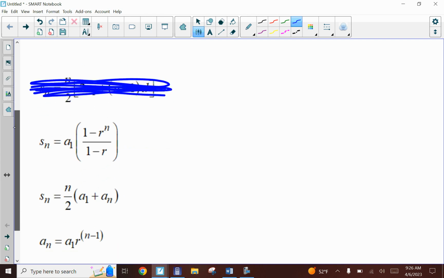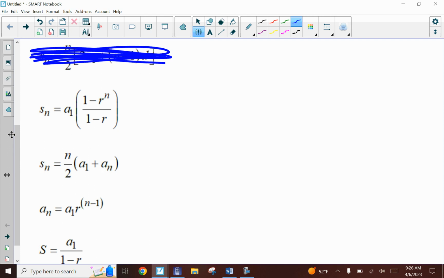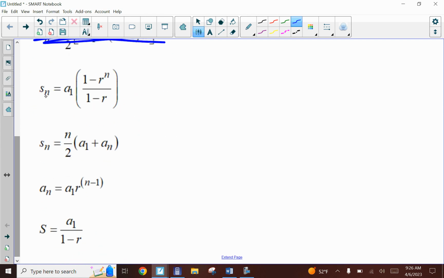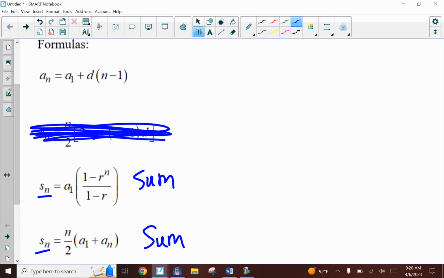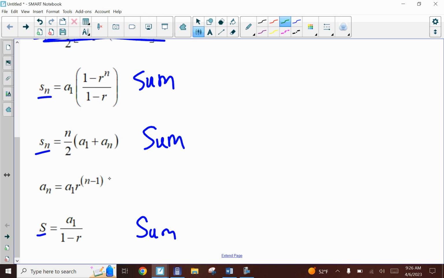So ignore that guy. Next, to distinguish what type of formula we're looking at, we look to the letters on the left. If it says SN, SN is going to be a sum. So these are all sum formulas. This guy right here is also a sum formula because it has the S. If it says AN, AN is going to be an nth term formula. So that's an nth term, and this one over here, because it has the AN, that's also an nth term.